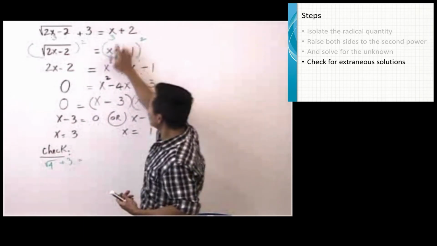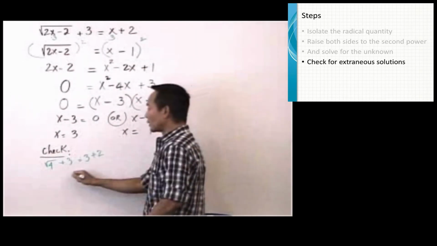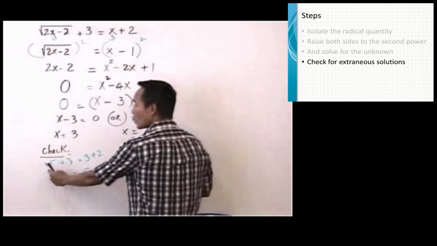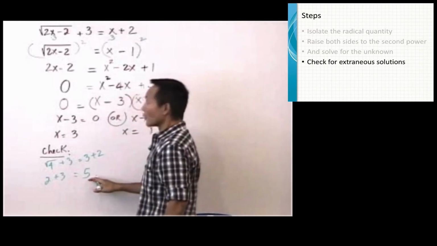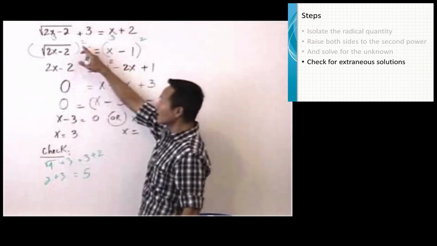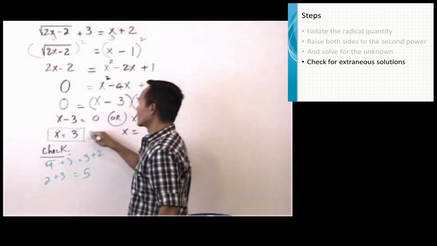And on the right, I have 3 plus 2, which is 5. Here, the square root of 4 is 2, plus 3 is also 5. So therefore, it checked the equality of the equation. So this solution is good.